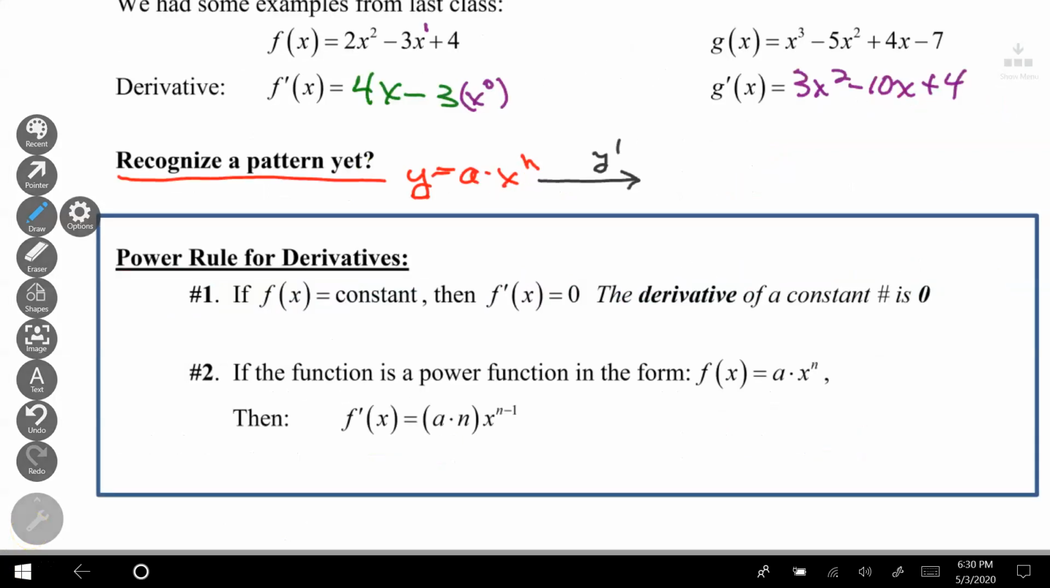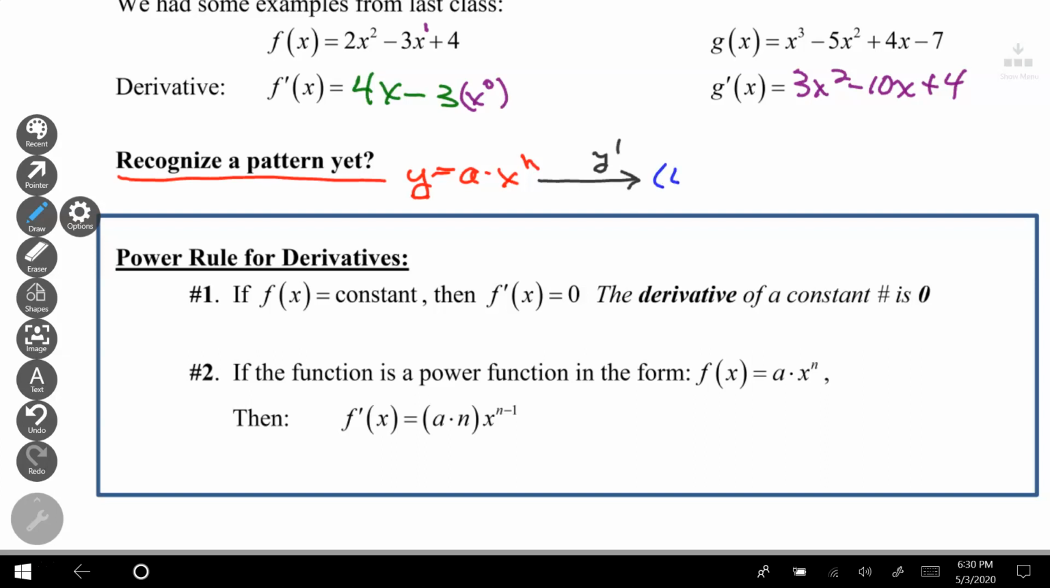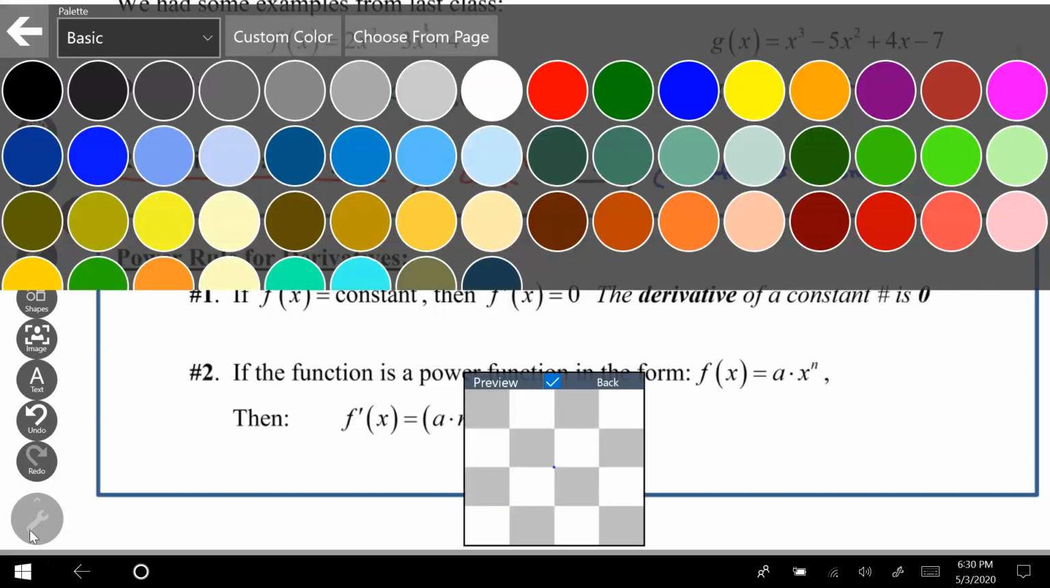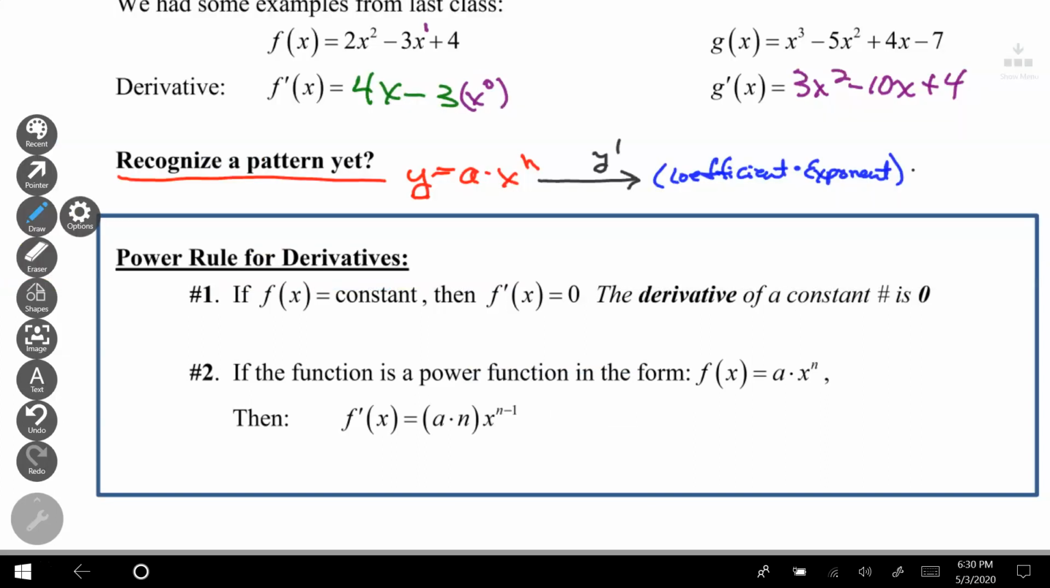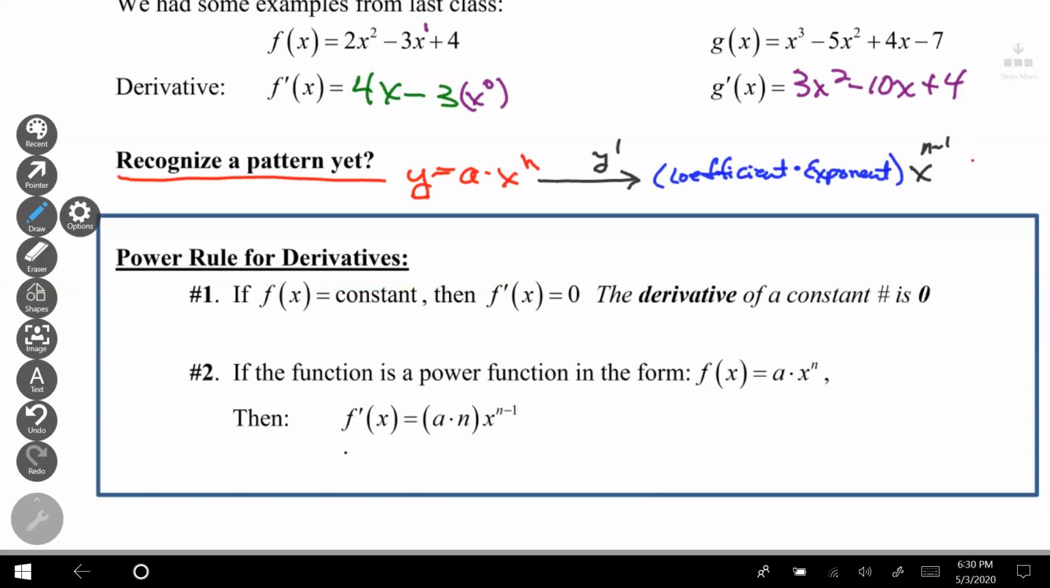So are we seeing a pattern when we have this power function, a times x to the n? When we take its derivative, this is what's going on. It is going to be that coefficient multiplied by that exponent, and then it is going to be x to the n minus 1. So what's going on? The exponent loses 1 degree.